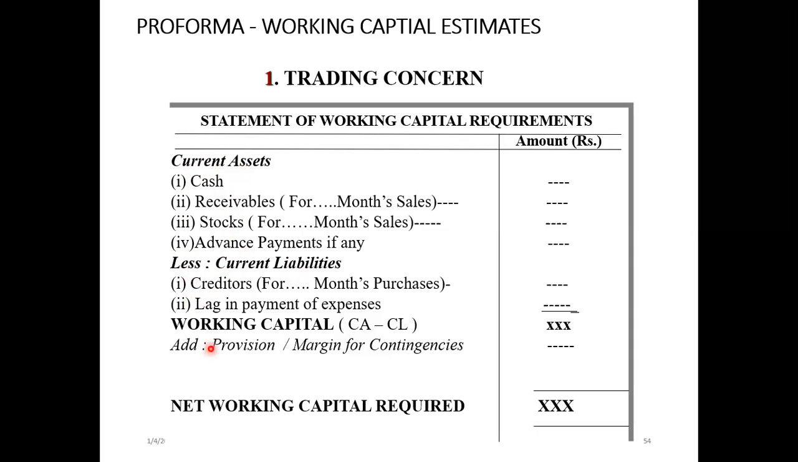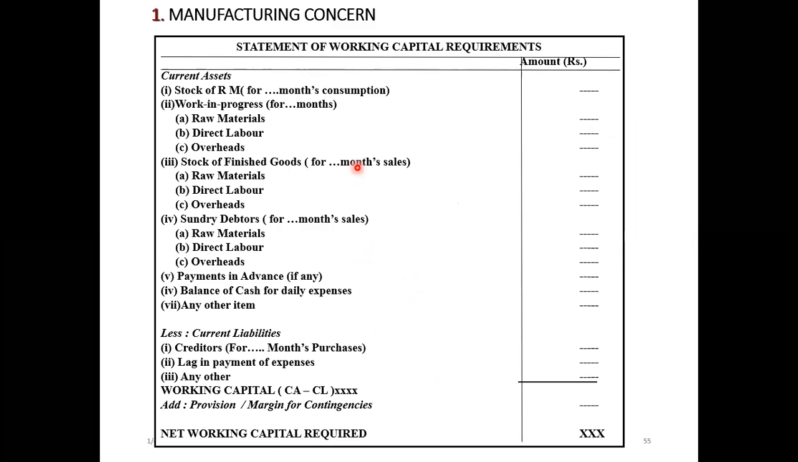Then we will get working capital, and we have to make some provision for the uncertainty period. For fluctuation, we have to add some contingencies for unexpected events. So we can find the value of the net working capital requirement. So this is for a trading organization. And for a manufacturing organization, it is a little bit different.